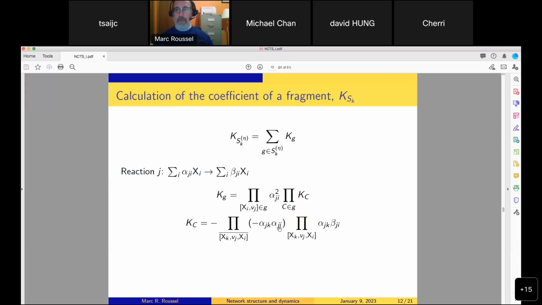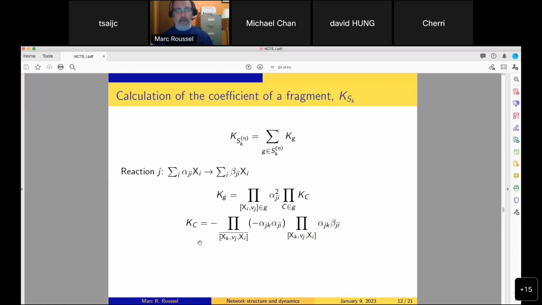Remember, a negative path encodes a co-reactant relationship, and there's a negative sign here. We multiply all of these together for all the negative paths, and for the positive paths, we just multiply the stoichiometric coefficients of the reactant and product involved in that path. Now, if you think about positive and negative cycles: a positive cycle has an even number of negative paths, so this is going to be positive, and overall it's going to have a negative coefficient.